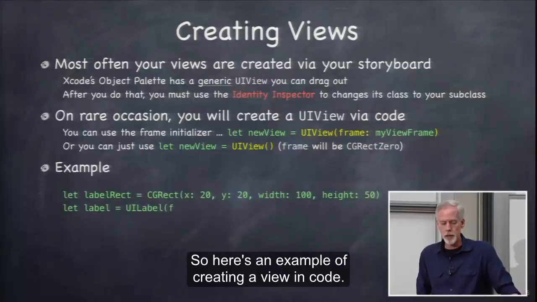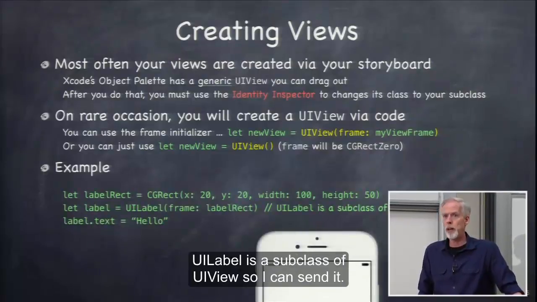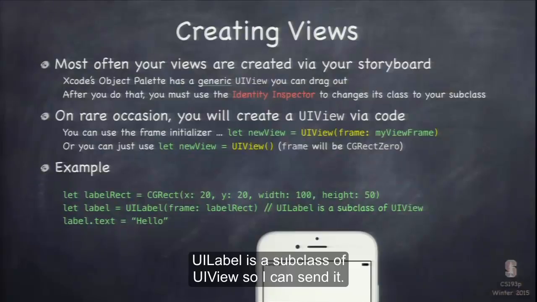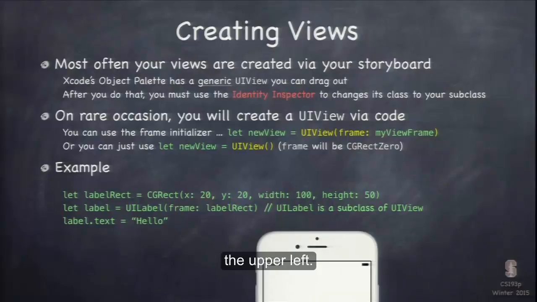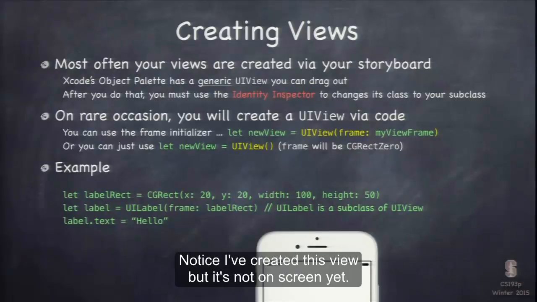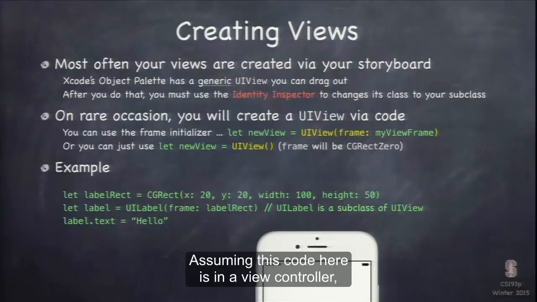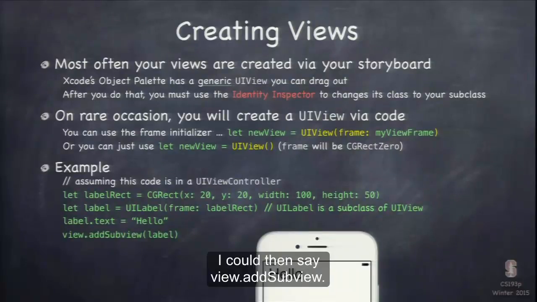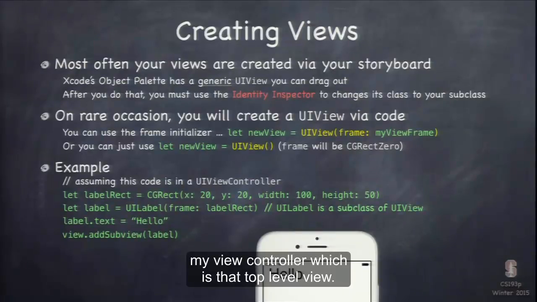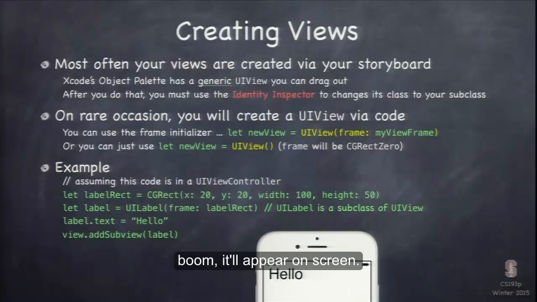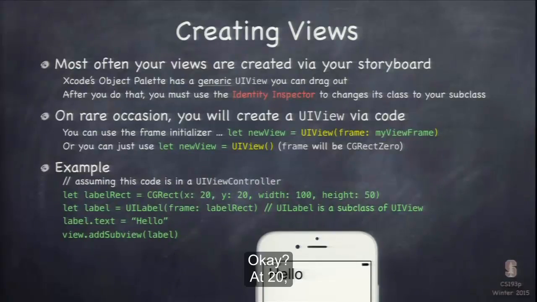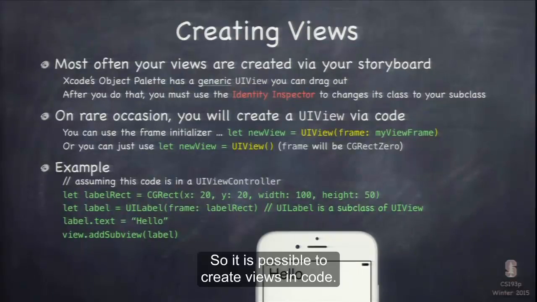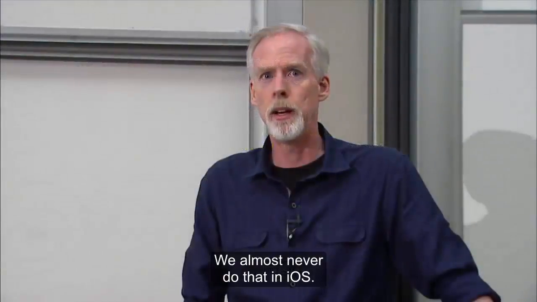So here's an example of creating a view in code. I'm going to use UILabel. A UILabel is a subclass of UIView, so I can send it UILabel(frame:). So I just give it this frame, which is kind of in the upper left. Notice I've created this view, but it's not on screen yet. Assuming this code here is in a view controller, I could then say view.addSubview, because remember, view is a property in my view controller, which is that top level view. And I can say addSubview of the label, and boom, it'll appear on screen, at 20, 20, width 100, height 50. So it is possible to create views in code. We almost never do that in iOS. We use storyboards.